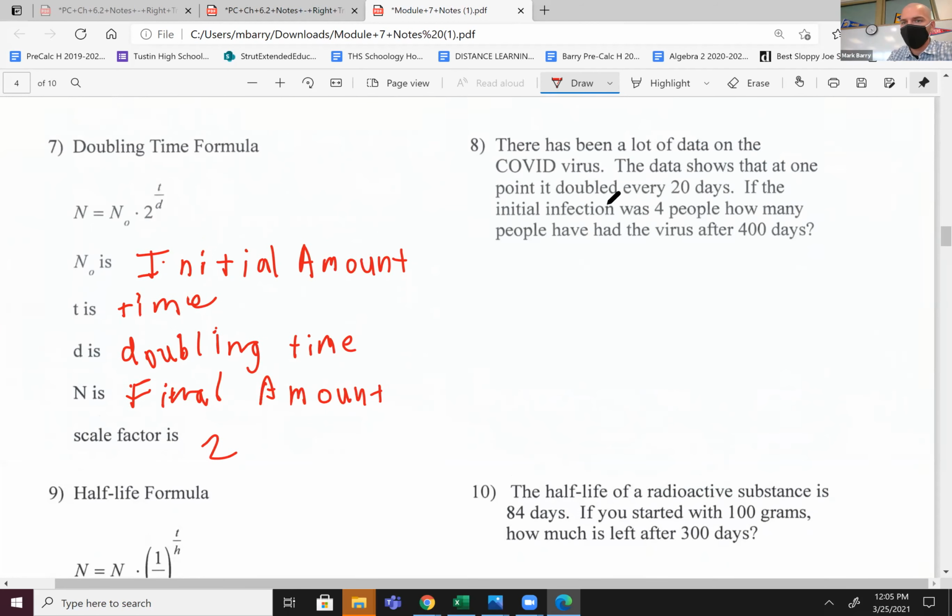So the data shows that at one point it doubled every 20 days, okay? Doubled every 20 days. That is my doubling time, so D equals 20. How long does it take to double? The problem will tell you. N sub 0 is the initial amount here, and it tells us we started off with 4. And then it's asking about 400 days, right?